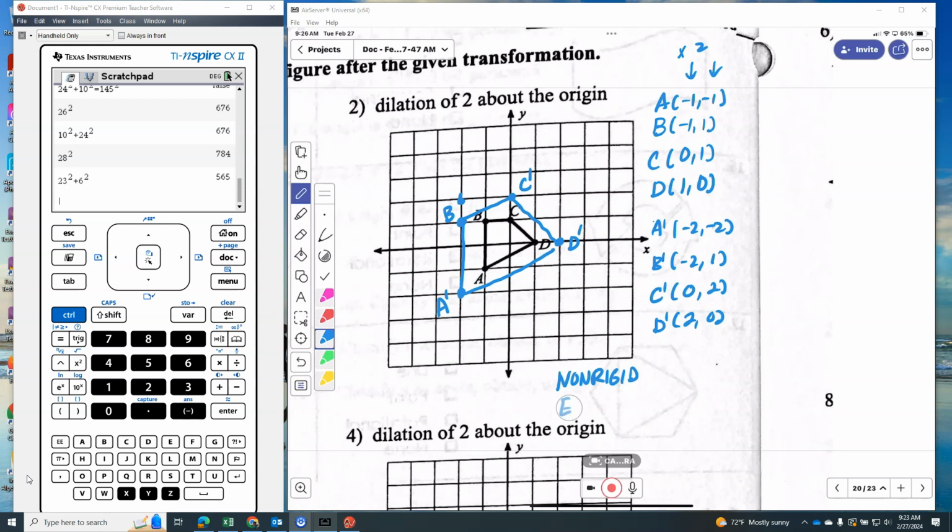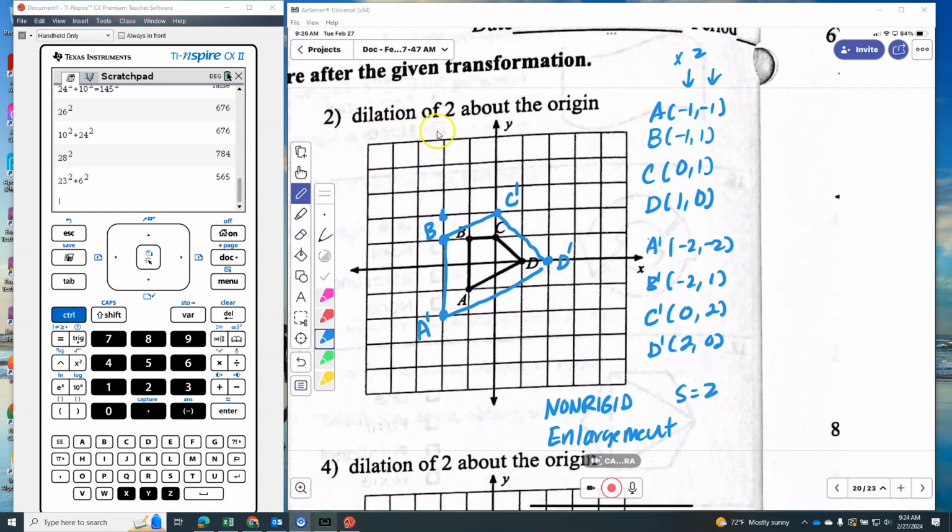It's an enlargement, right? It increases. And the scale factor is 2. So we're doing a dilation of 2 about the origin. So we have A, B, C, and D. I have the ordered pairs here. What I did is I multiplied by 2. I graphed them. What I want you to remember, it's a non-rigid transformation. It's an enlargement. It's a scale factor of 2.